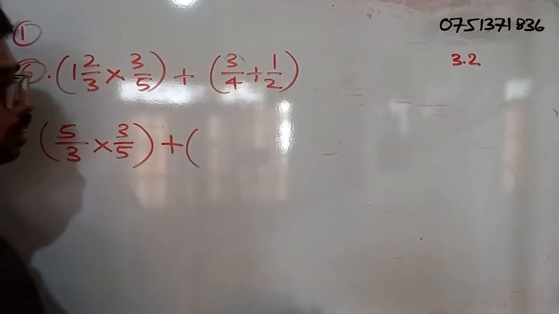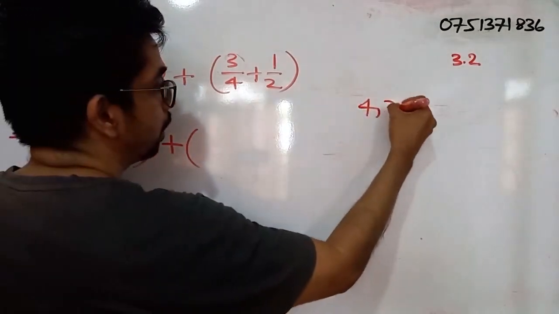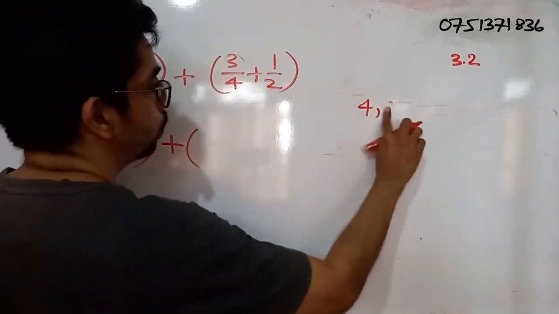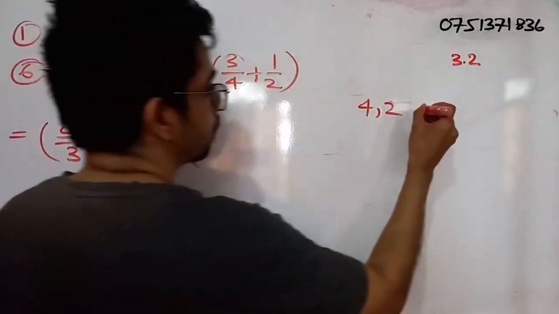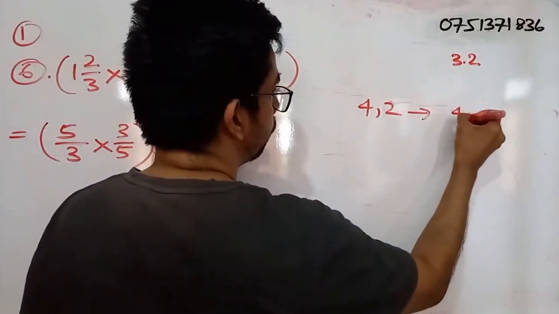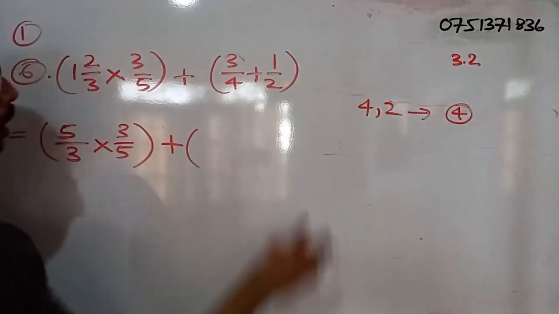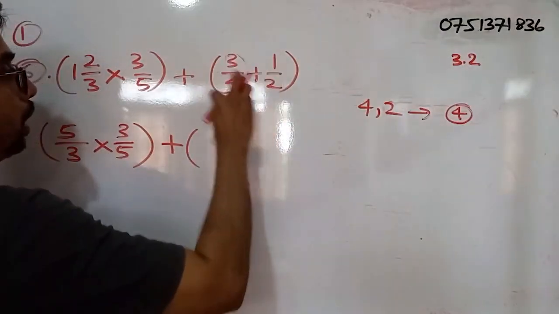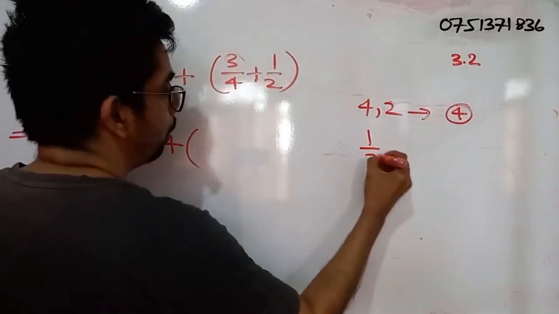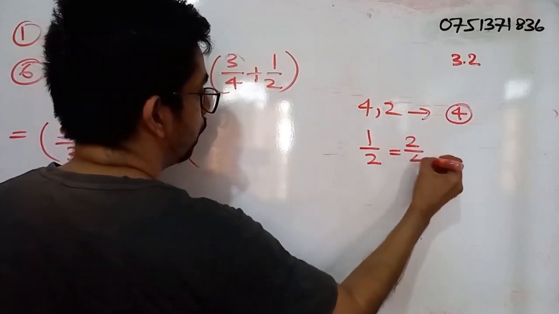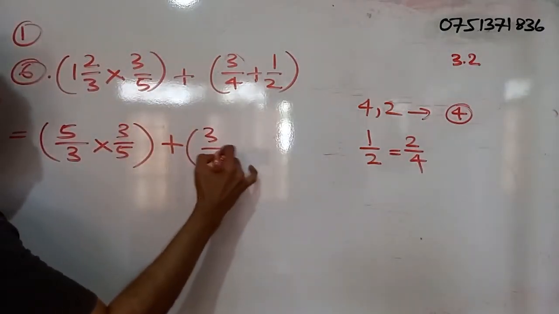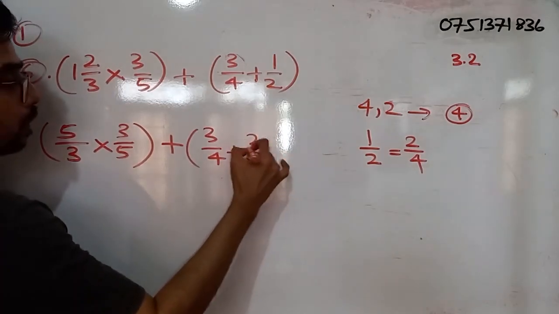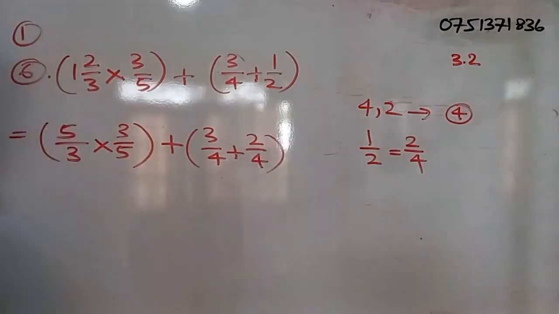Denominators are not same. When we consider the numbers 4 and 2, what are these denominators? What is the least common denominator? 4. So we don't have to do any conversions here. 1 by 2, we know that is what? 2 by 4, no? Okay. So 3 by 4 plus 2 by 4.